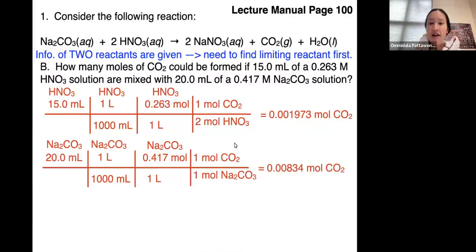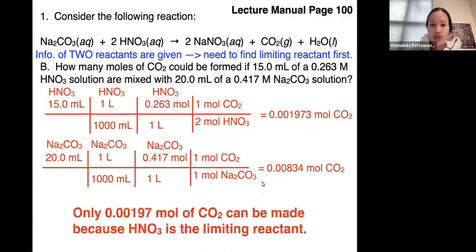Now we have the number of moles of carbon dioxide that can be made from the available amount of sodium carbonate. If you consider these two, you probably notice that we don't have enough nitric acid to make this many moles of CO2. Therefore, the only amount that we can make would be just 0.001973, because nitric acid is our limiting reactant.